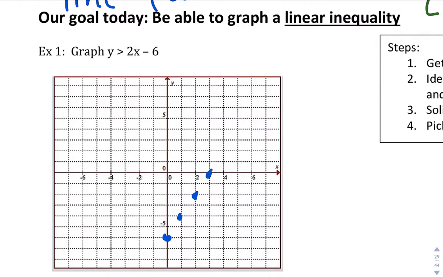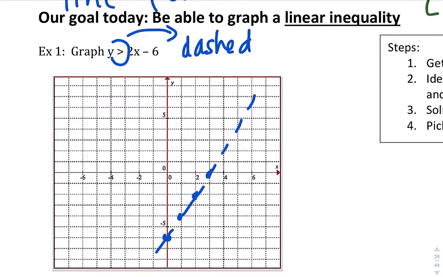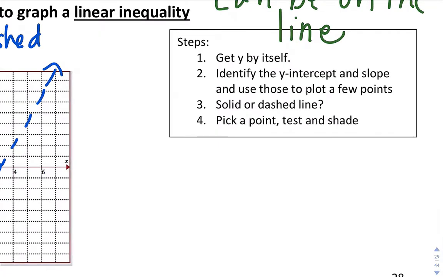And it's going to be a dashed line because it's going to be all the answers greater than 2x minus 6. So if there's no equal sign, it's going to be a dashed line, which means our answer can't be on the line. It can be above or below. So there's my dashed line. And then we're going to pick a point, test, and shade.